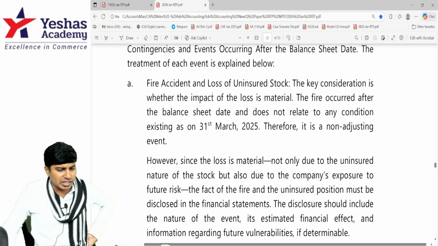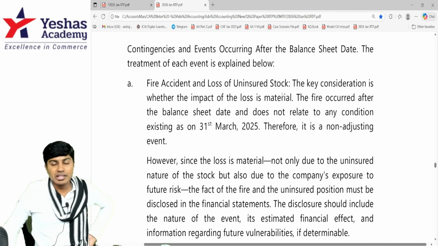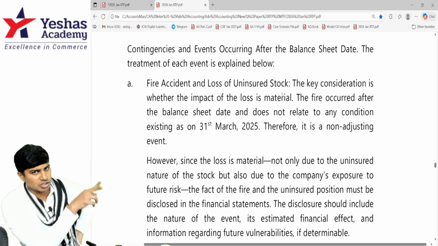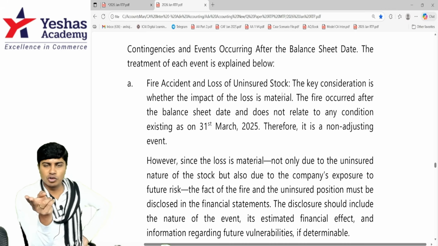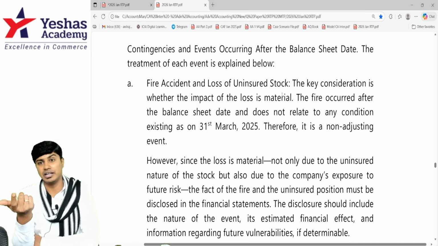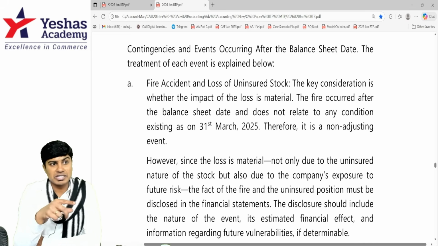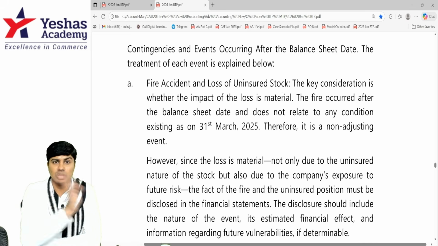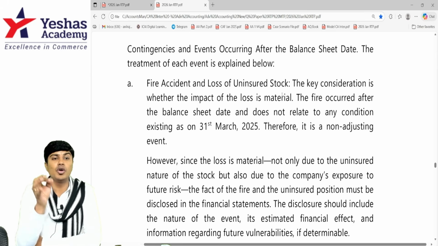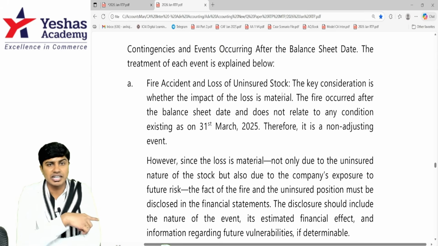The key consideration is whether the impact of the loss is material. That is the second point. Firstly, because the condition was not existing on the balance sheet date, though it happened before the financial statement approval, it is a non-adjusting event. Then we'll look at the exceptional case. If such an event happens after the balance sheet date, though the condition was not existing on the balance sheet date, if it raises a question mark on the substratum of going concern, then it will still be considered an adjusting event.